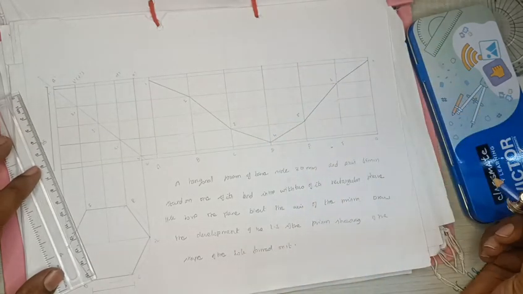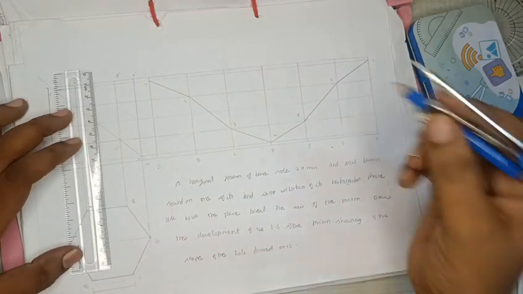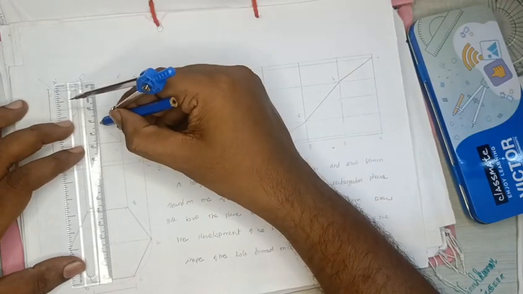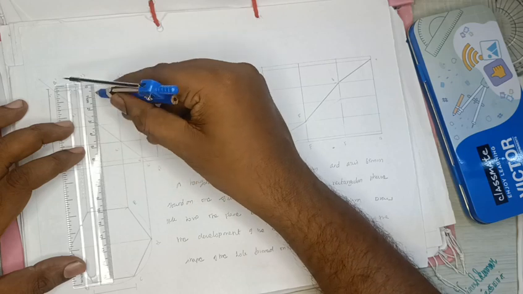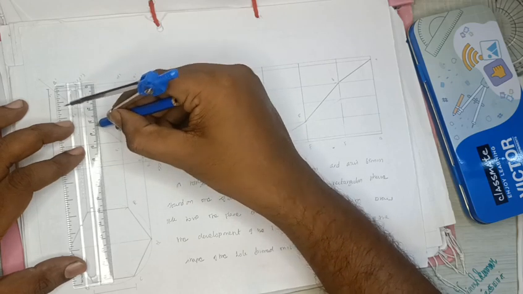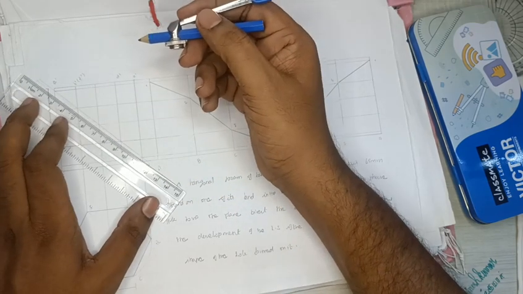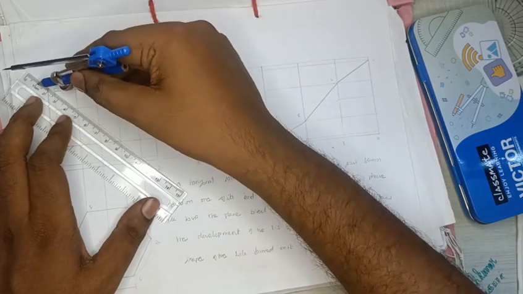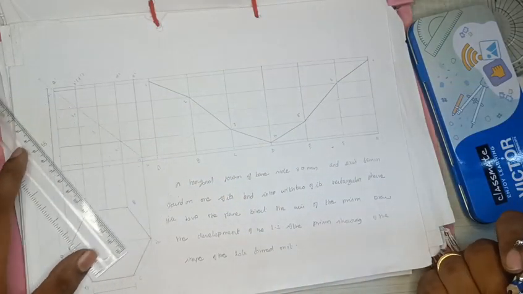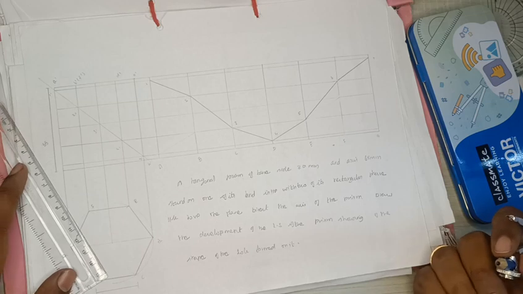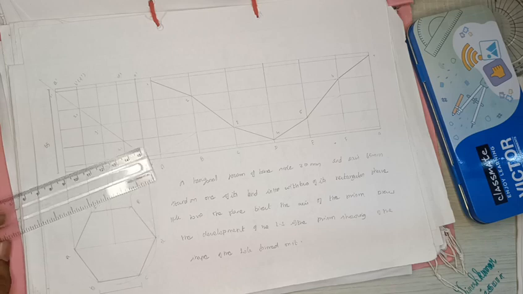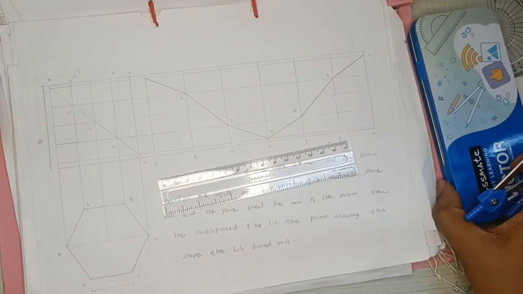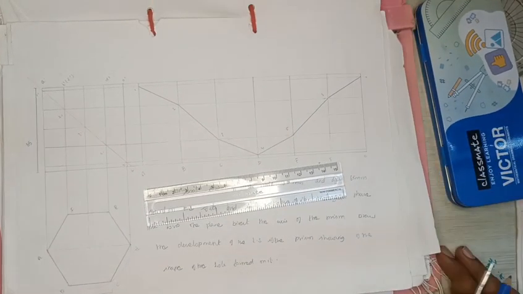Okay. Now mark the midpoint. The total height is 65 mm. Mark the midpoint and draw the inclined line. Okay. Next, draw the development surface.